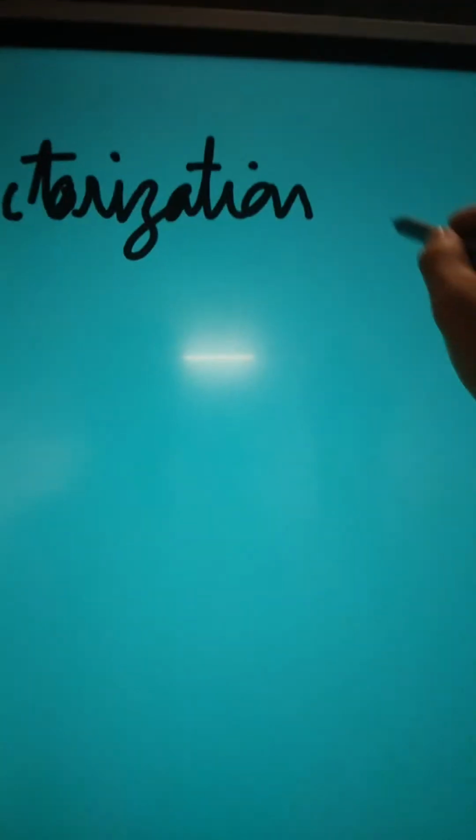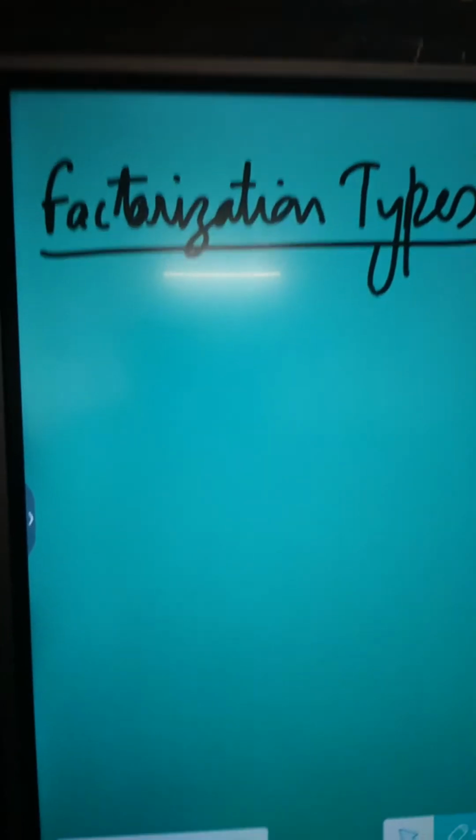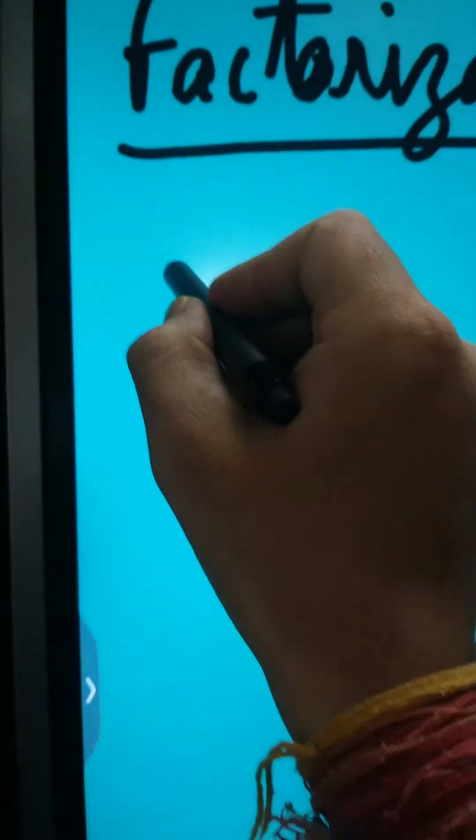I am starting with factorization from that part where I know you all had confusion. Let's first understand factorization types. What are the types of factorization? Let's start from the beginning: the first method is that in all factorization we have to find HCF.